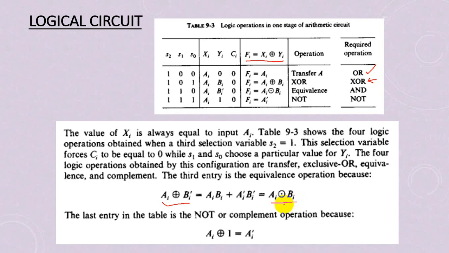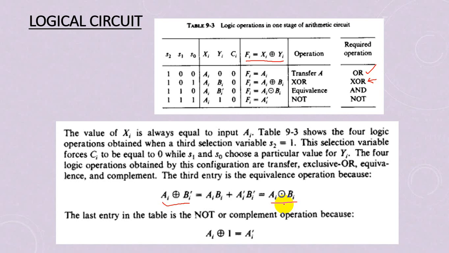Sometimes it's called the equivalence operation. In this case, when both A and B are equal, the output is high. It is the opposite of the exclusive OR operation. This time we call it the equivalence operation. When the inputs are the same, the output is high. So we get exclusive NOR, or equivalence operation.